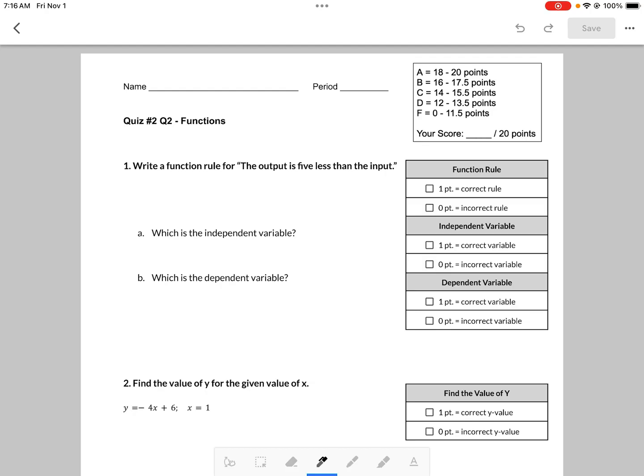So I'm going to take this step by step. The first thing I know is that the output is our letter Y. So I'm going to start with Y. And then "is" always means I'm going to put my equal sign. It says 5 less than the input. So if it's less than the input, I know I'm going to be subtracting, and I know my input is letter X. And if it's 5 less than X, that's the same as saying X minus 5.